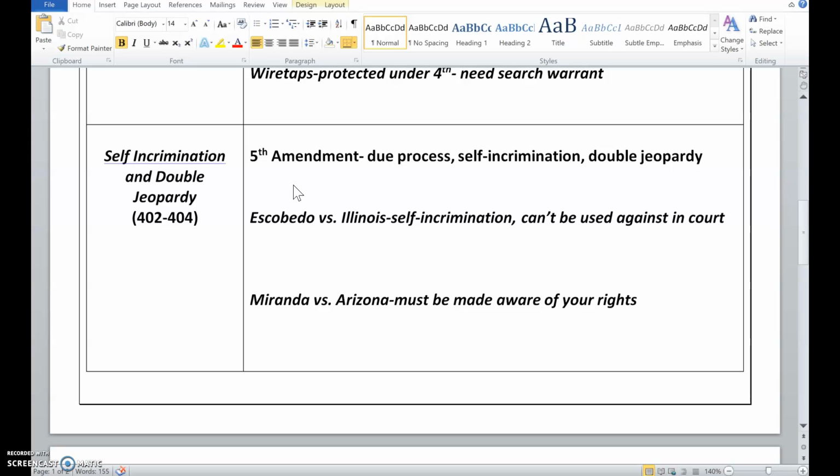The first one is Escobedo versus Illinois. This man was accused of shooting and killing his brother-in-law. He asked for a lawyer several times during the conversation with the police. The police did not give him a lawyer. They continued to question him without the lawyer. He did say some things that sounded a little sketchy, like he was guilty. He incriminated himself. They could not use that in a court of law against him. That evidence was thrown out.